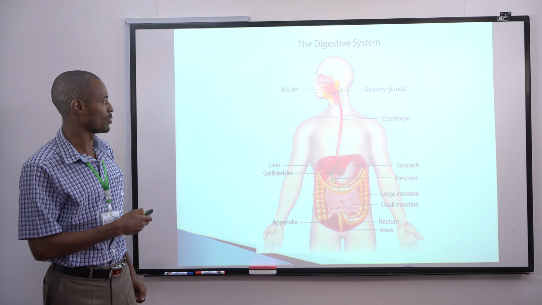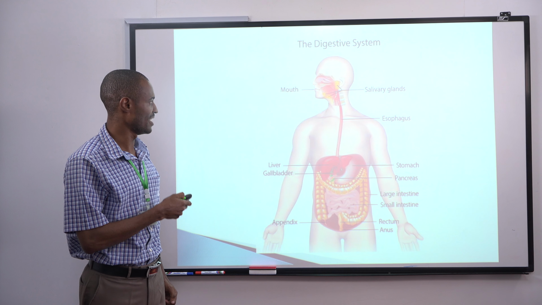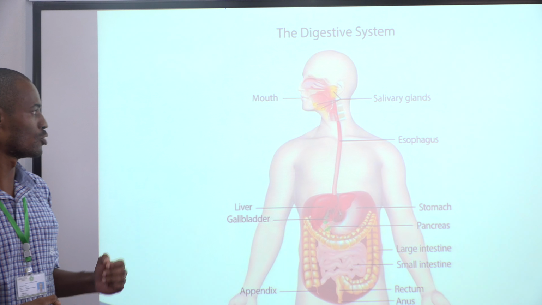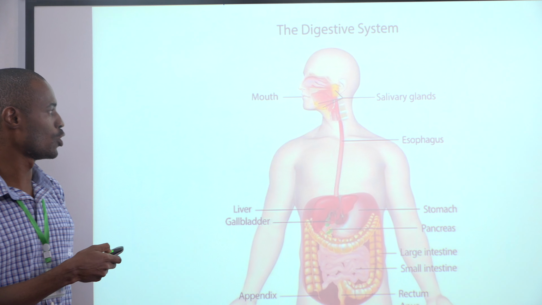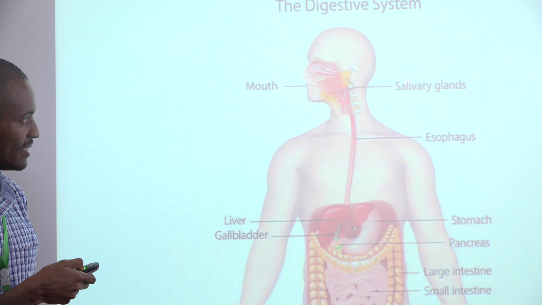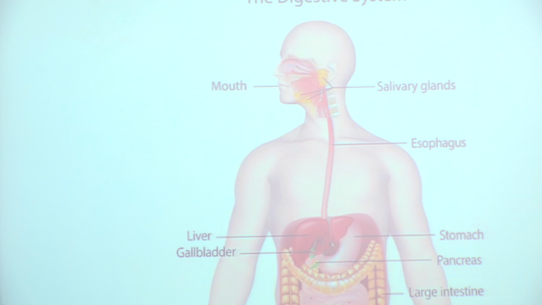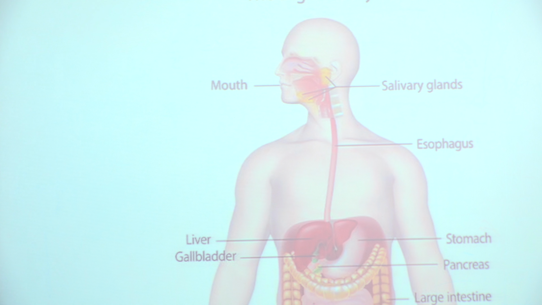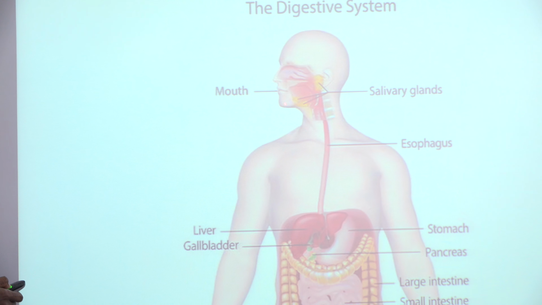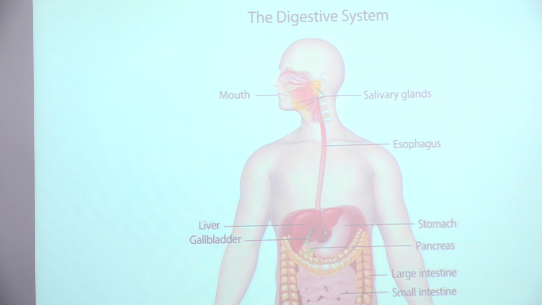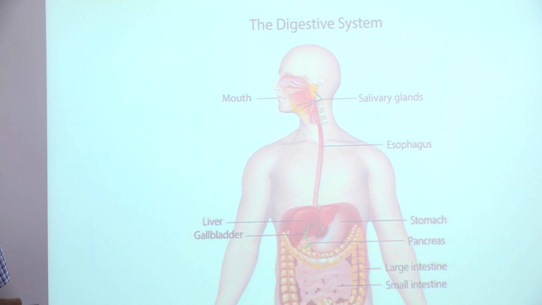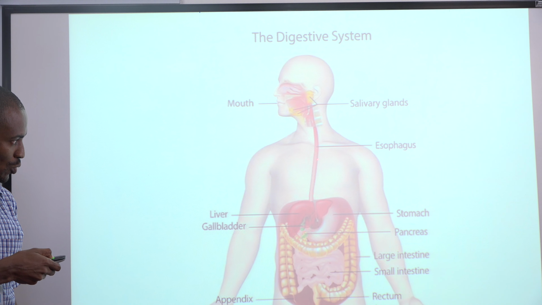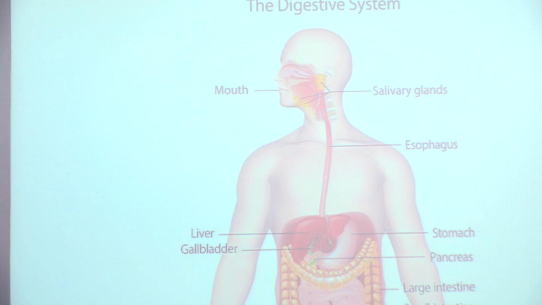So, here we have to start with the mouth. In the mouth, the food is broken down into smaller components which can be absorbed by the body. Still in the mouth, we also have salivary glands. The salivary glands produce saliva, and the saliva contains enzymes which digest starch.